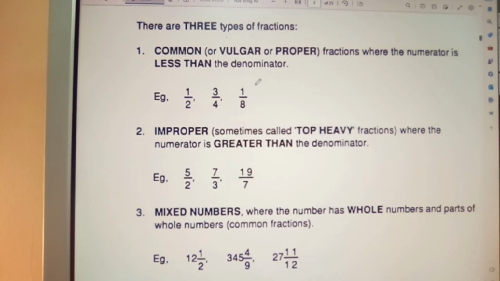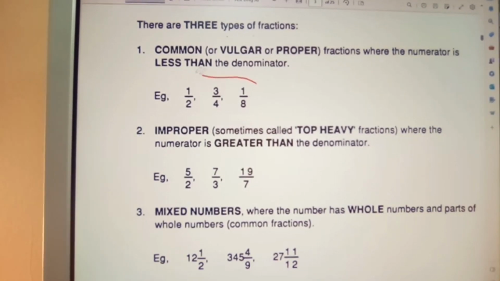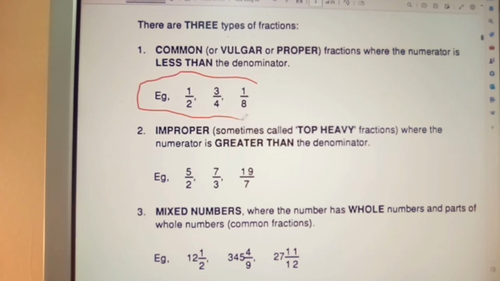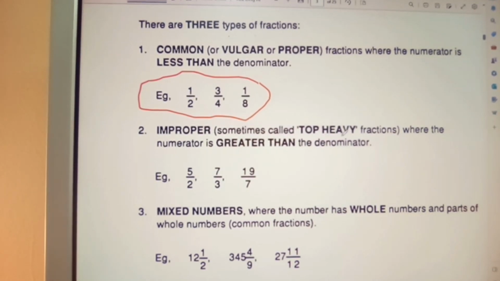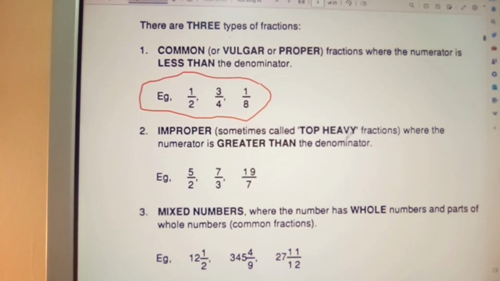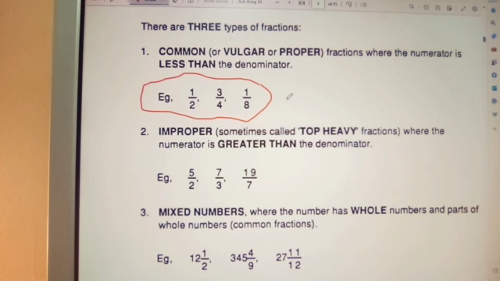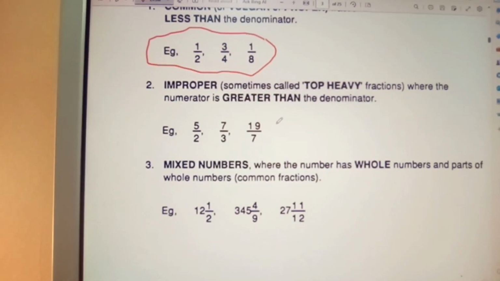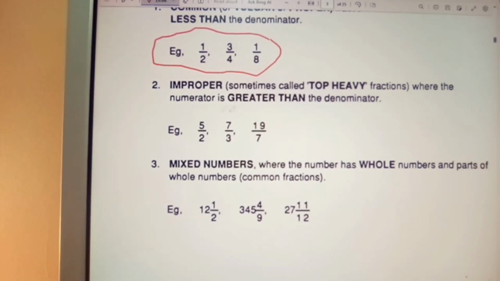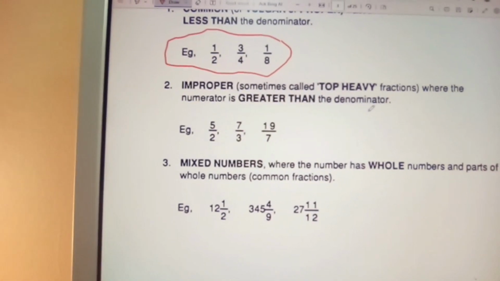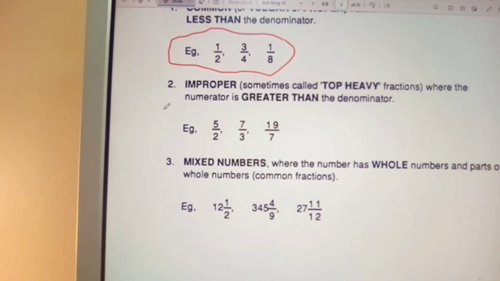And here would be our example for where these would be proper fractions, or if you prefer, vulgar fractions. Now, an improper fraction, sometimes called a top-heavy fraction, is where the numerator is greater than the denominator. And these are our examples here.